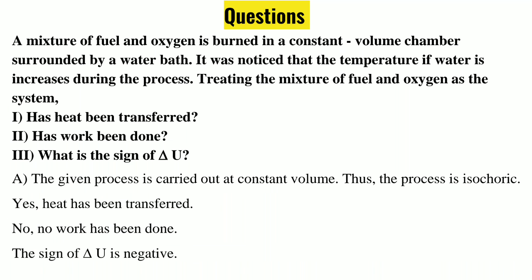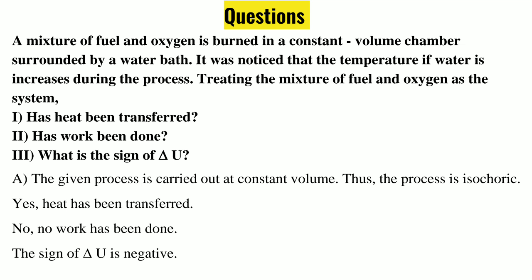Next one. A mixture of fuel and oxygen is burned in a constant volume chamber surrounded by a water bath. It is noticed that the temperature of the water is increased in the process. Treating the mixture of fuel and oxygen as a system, has heat been transferred, has work been done, and what is the sign of delta U? You have to find all of these things. I will read the question one more time. A mixture of fuel and oxygen is burned, and they are burning at constant volume.